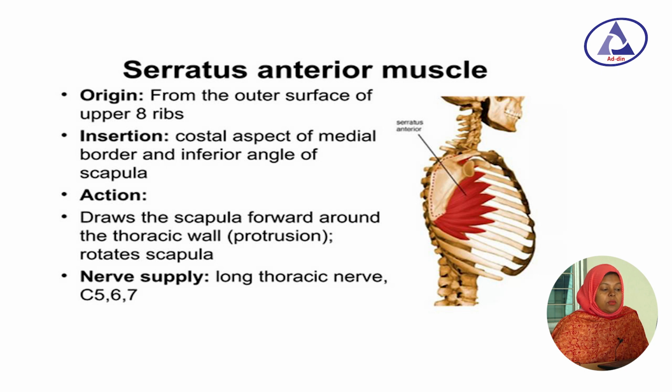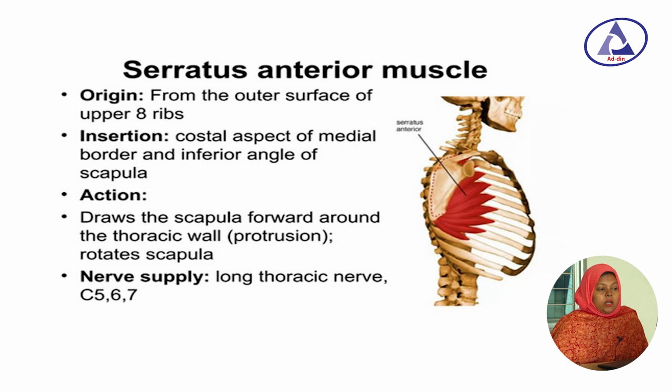What is the action of the serratus anterior? It draws the scapula forward along the thoracic wall, rotates the scapula, steadies the scapula, and helps in forced inspiration. So I have told you four functions of the serratus anterior. Number 1, draws the scapula forward along the thoracic wall. Number 2, rotation of the scapula. Number 3, helps in abduction of the arm. Number 4, helps in forced inspiration.